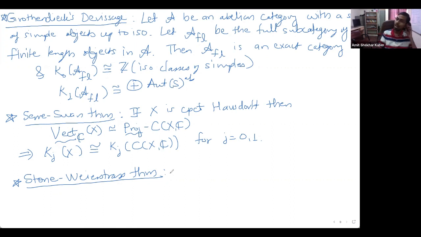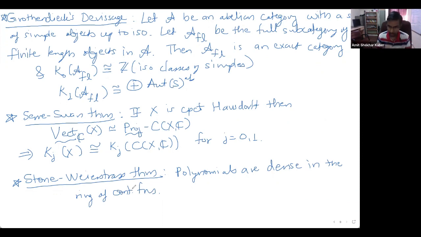The Stone-Weierstrass theorem says that the polynomial ring is dense in the ring of continuous functions. Polynomials are dense in the ring of continuous functions. Once we know this density, what is algebraic homotopy? So this is the topological homotopy. Topological K theory is a homotopy invariant.